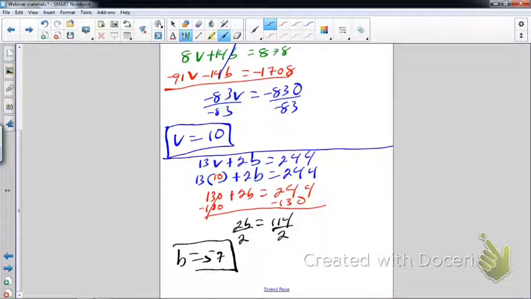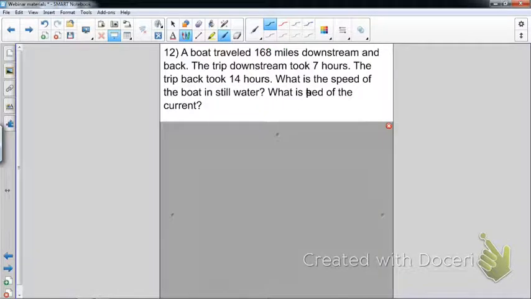So there are 57 students in each bus, and there are 10 students in each van. Okay, let me go see if anybody has any questions.